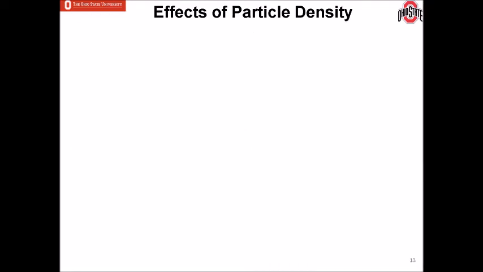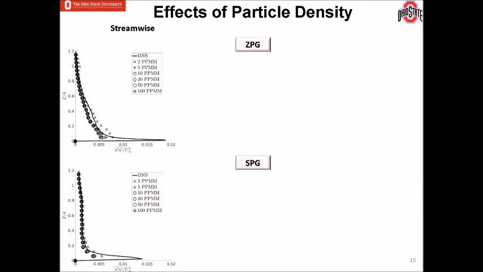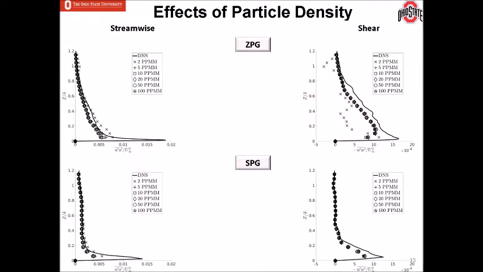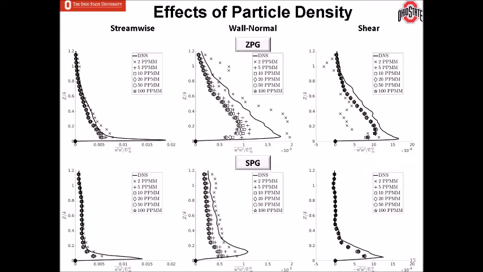Looking at the Reynolds stresses, the streamwise component shows little deviation from the raw DNS, even at the lowest particle density. The shear component shows a similar trend for the strong pressure gradient case on the bottom, but at the lowest particle density, the 0 pressure gradient case shows substantial deviations. This carries over to the wall normal component, and we see that deviations begin to develop at 20 and 10 particles per millimeter squared for the 0 and strong pressure gradient cases respectively.